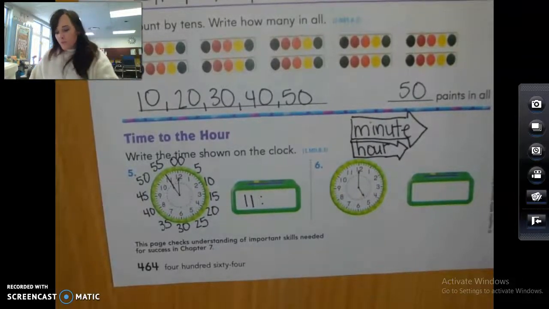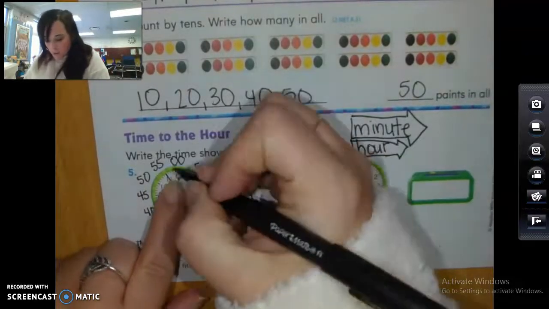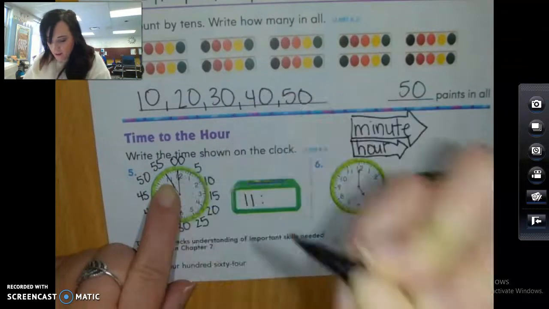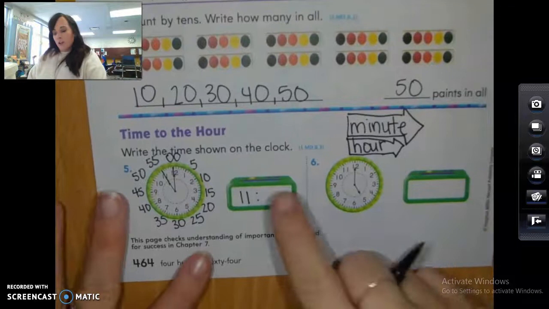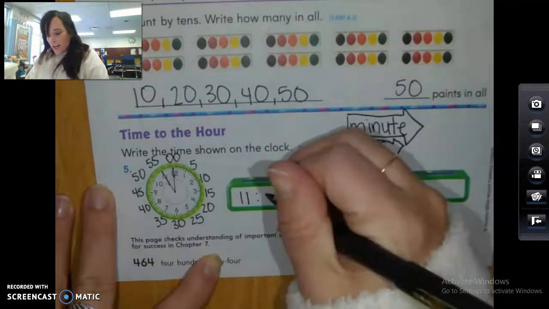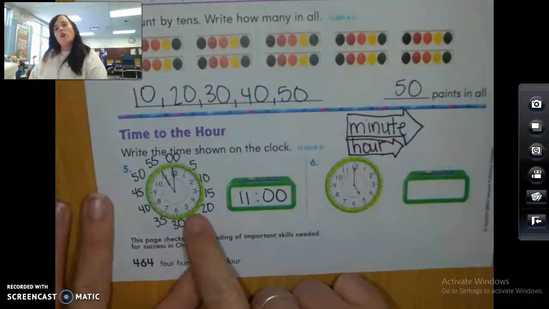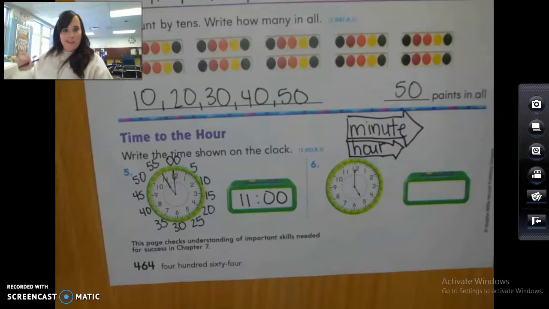So that minute hand, if we look and we elongate the minute hand, bring it to the top, it's pointing to the 12. And that 12, if we look at what we just did around our clock, that's at 0, 0. So right now it is 11 o'clock showing on that clock. Okay? Ooh, that was a lot.